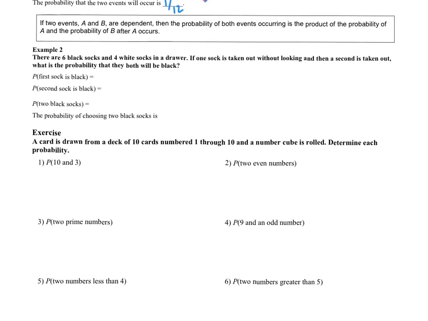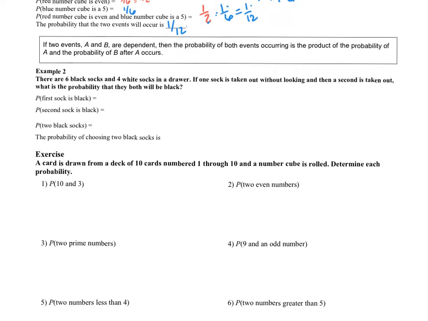So look at example 2. There are 6 black socks, this is like the marker example, and 4 white socks in a drawer. If 1 sock is taken out without looking, and then a second is taken out, what is the probability they will both be black? So here are my socks. I got some black ones, and then 4 white ones. Y'all good with that?